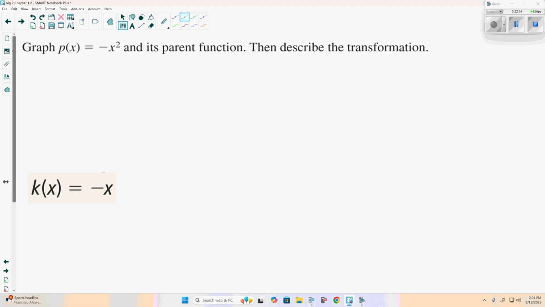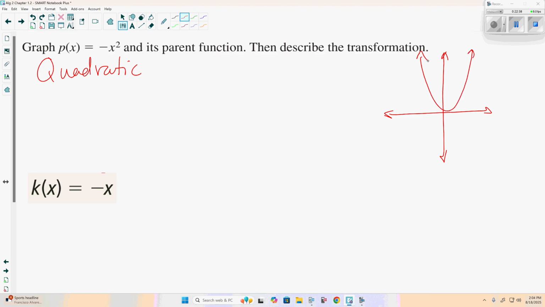So let's look at this here. Graph, so we have p of x equals negative x squared. So what would its parent function be? It would be a what? Quadratic. So we have this quadratic function. The bottom of the U shape really will hit the origin. It's going to go through 0, 0. So this is our quadratic function, our f of x equals x squared.